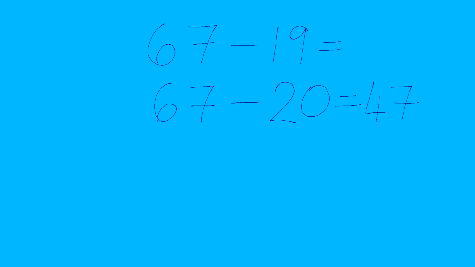But just like before, the question actually asked us to subtract 19 and we've subtracted 20, so we actually subtracted 1 too many. So this is where we need to adjust. So because we subtracted 1 too many, we need to add that 1 back on. So I'm going to do 47, add that extra 1 to adjust, and my answer is 48.